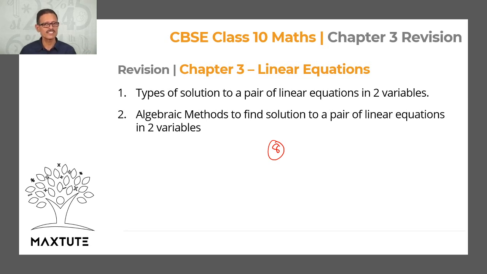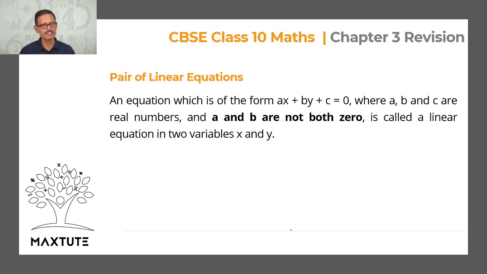I'm going to start with just ensuring that we know what the definition of a linear equation is. What's the definition of a linear equation? An equation which is of the form ax plus by plus c equals 0, where a, b and c are real numbers such that a and b are not both 0, is called a linear equation in two variables. Let's quickly write a typical example of such an equation. 3x plus 4y minus 12 equals 0 is an example of such an equation.